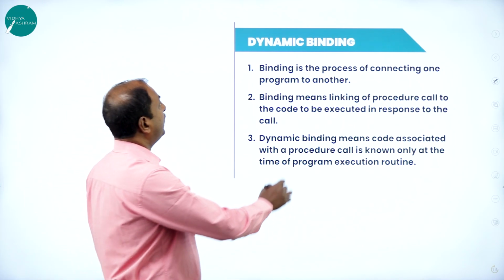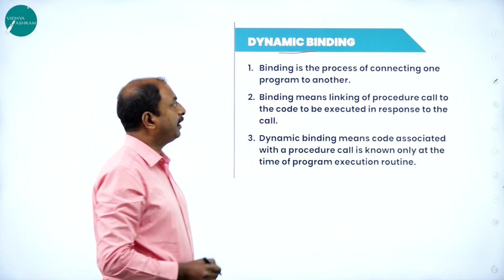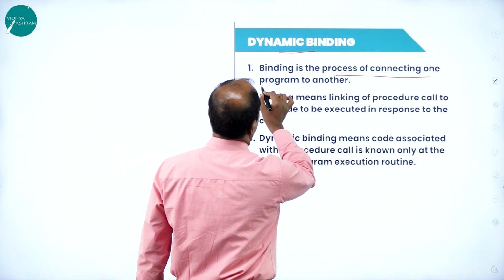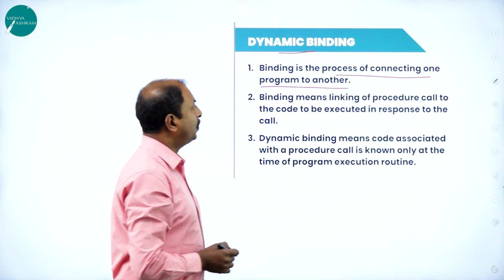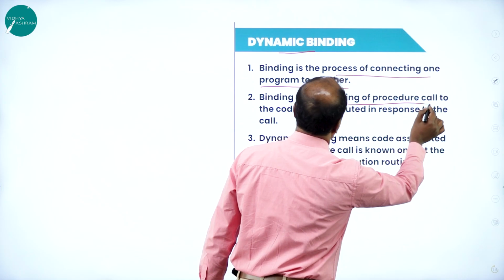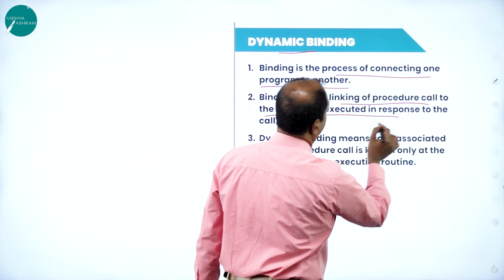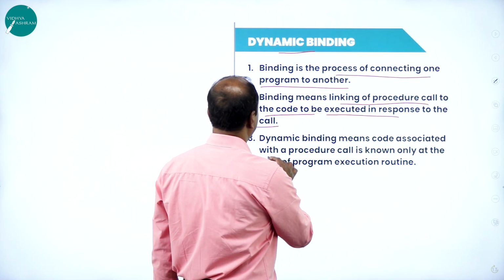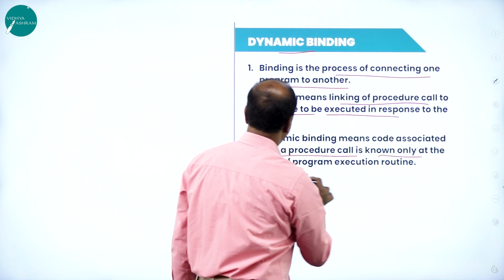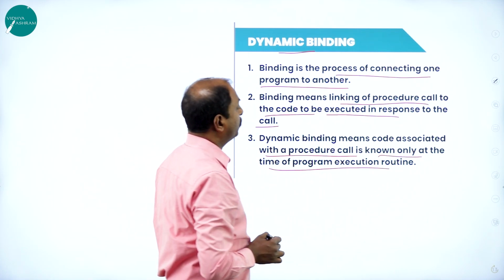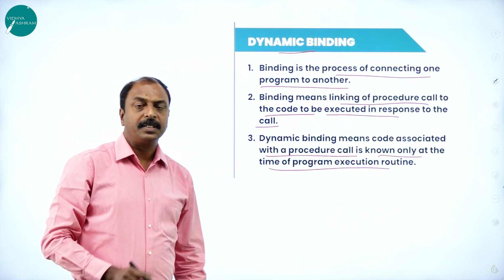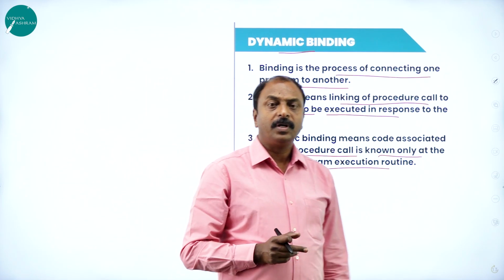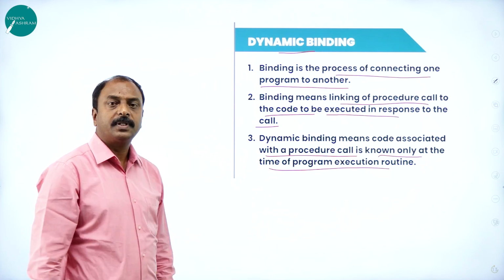Next definition is dynamic binding. What is dynamic binding? It is the process of connecting one program to another program. It means linking of a procedure call to the code to be executed in response to the call. Another definition: the code associated with a procedure call is known only at the time of program execution. So dynamic binding is nothing but connecting or linking two different programs for different applications.